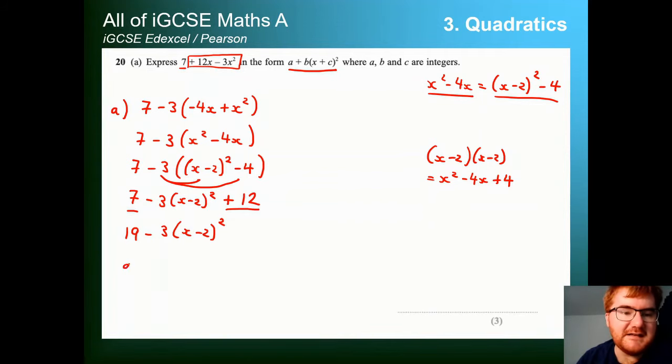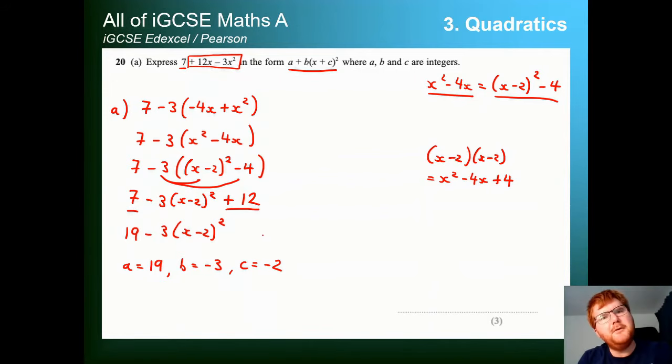So in this case, a is 19, b is minus 3, and c is minus 2. I saw this question and put this in the video. Again, it's a much harder question than some of these in the entire video, just to show you that you can take this approach of isolating these two terms, completing the square, working backwards, and you'll get it in the form that you're looking for. So in this case, we get 19 minus 3 brackets x minus 2 all squared.